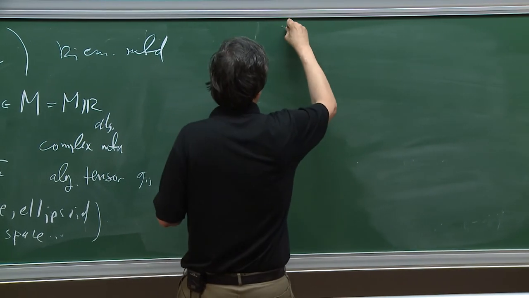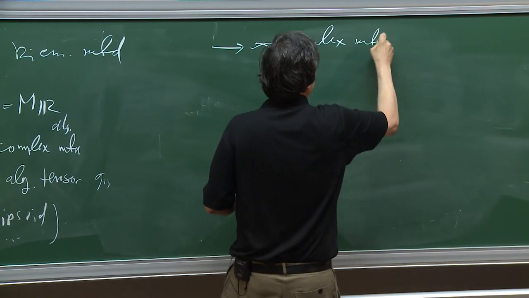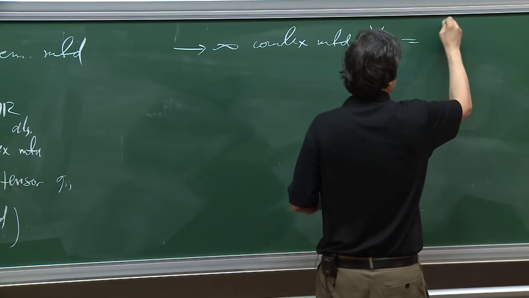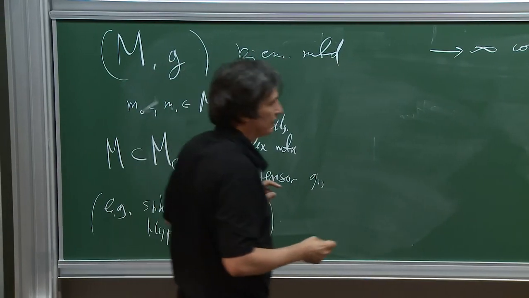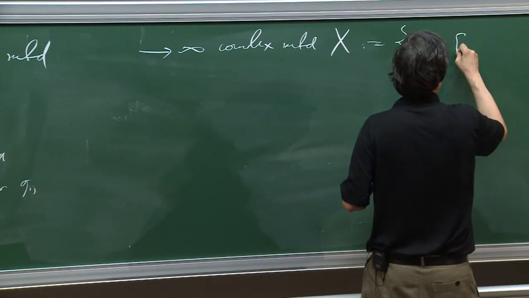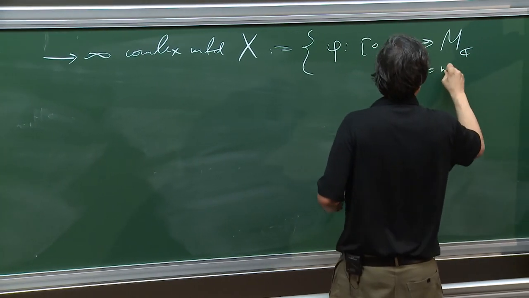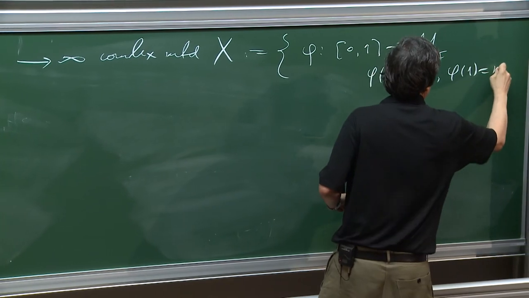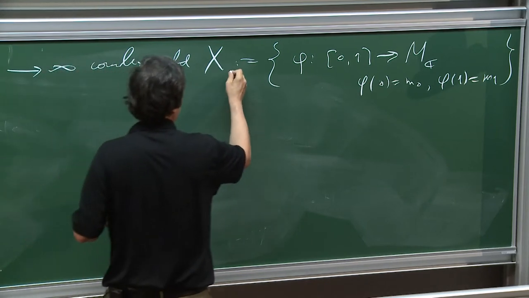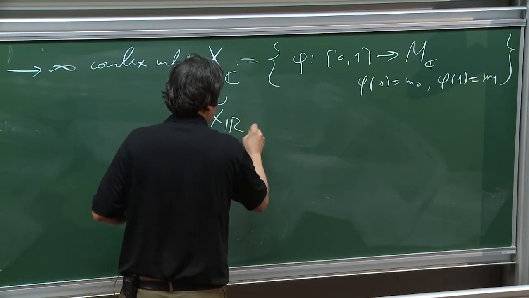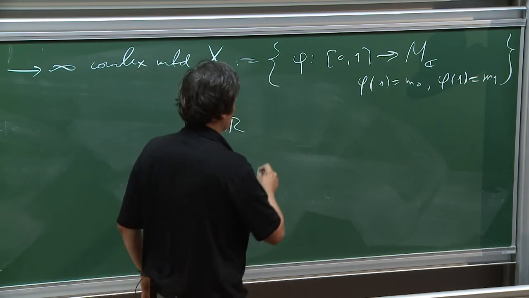Now we have an infinite dimensional complex manifold X, which will be the space of paths connecting these two points, M0 and M1. Maps phi from [0,1] to M_C, with phi of 0 equal to M0 and phi of 1 equal to M1. It's an infinite dimensional complex manifold. It contains half-infinite dimensional things, paths sitting in the real locus.